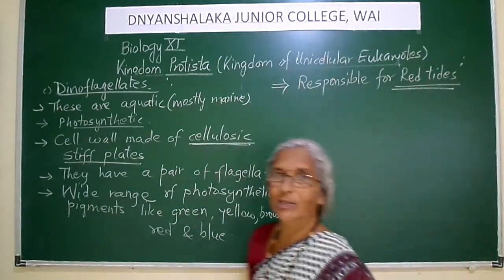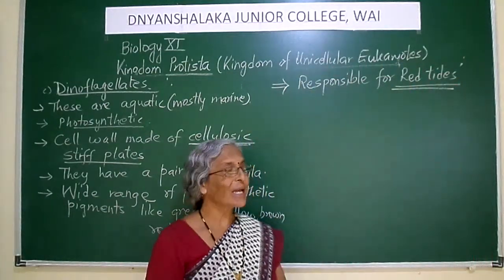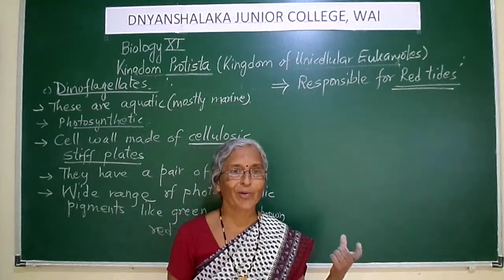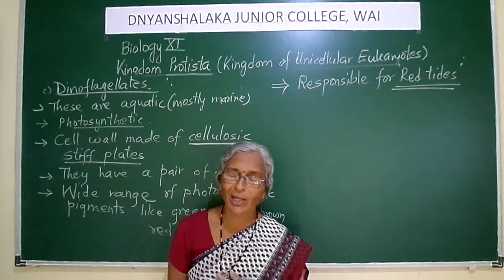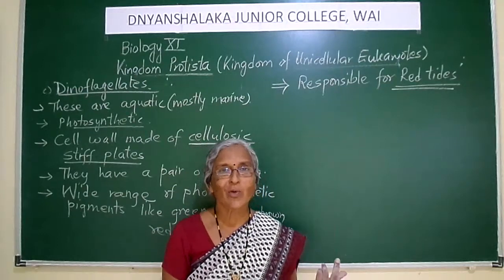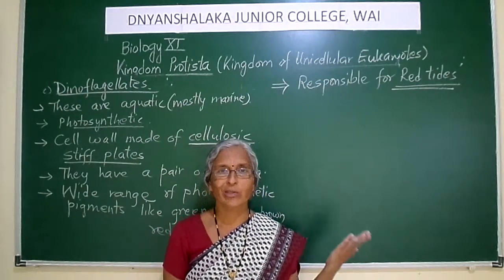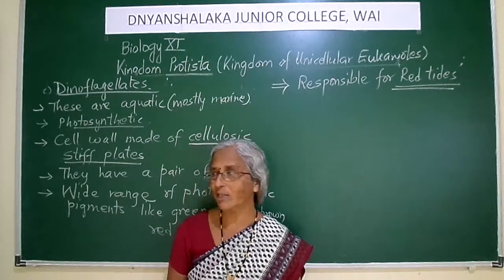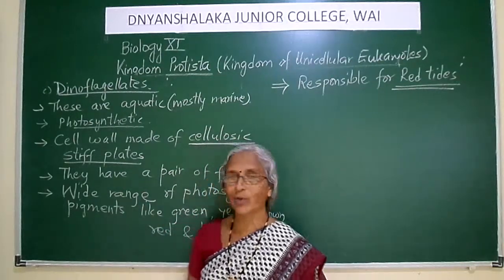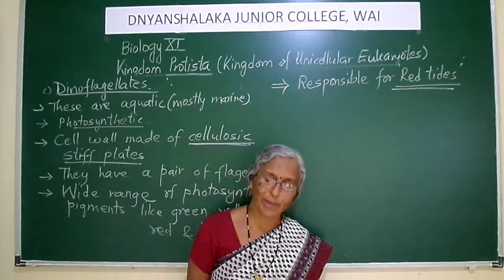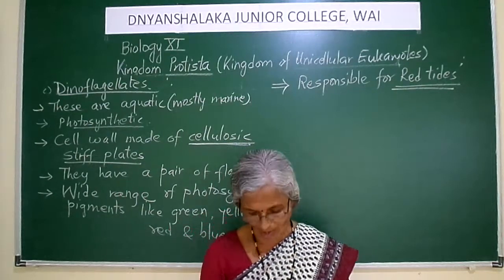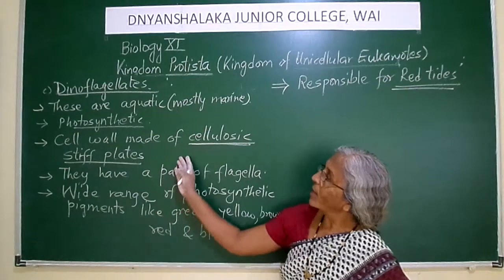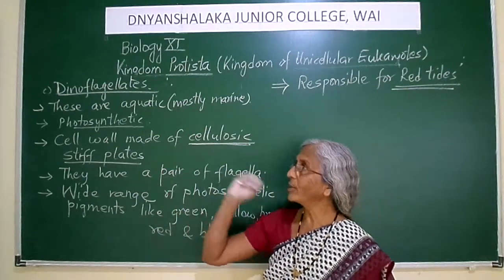Remember this. Okay? So next time when you hear of such a phenomenon of red tide, or you see the red tide, it is nothing like a bad omen. The oceanic water, the sea water, is having large amounts of dinoflagellates with red color photosynthetic pigment in them. That is the reason the sea appears red in color. Okay? So these are the dinoflagellates, the third type of kingdom Protista.